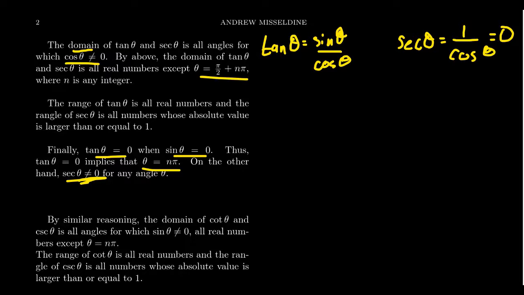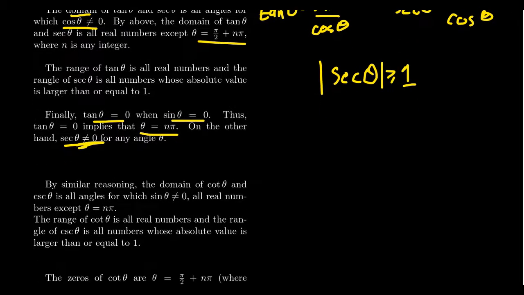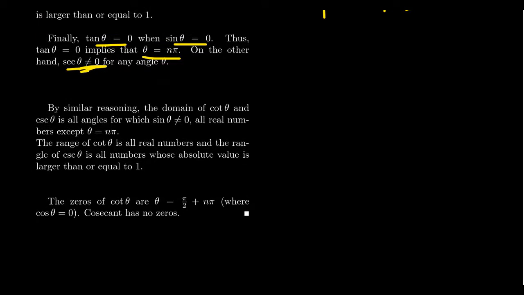That is to say, secant of theta, I should say its absolute value, is always greater than or equal to 1. Secant can be positive or negative. It's always going to be greater than or equal to 1 in terms of its absolute value. You can't get stuff that's close to the x-axis, and we'll talk about that in a little bit more detail later. Cotangent and cosecant basically do the same thing.